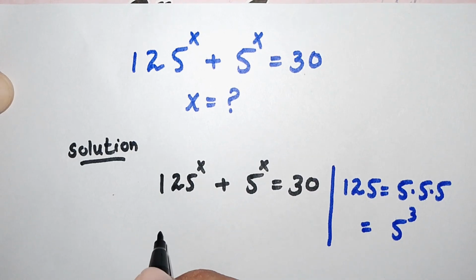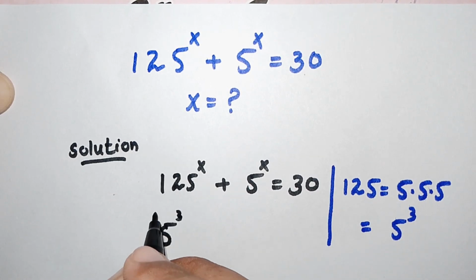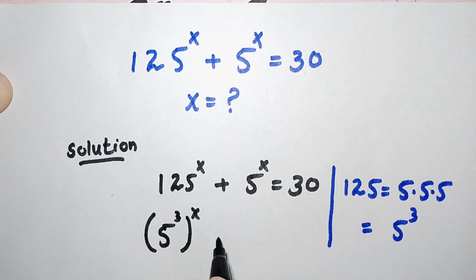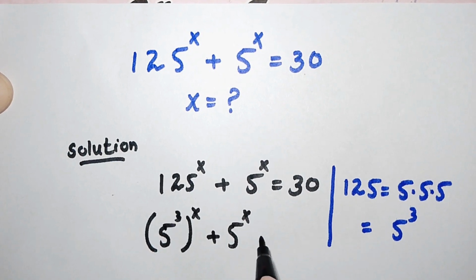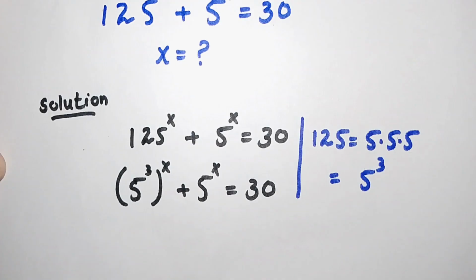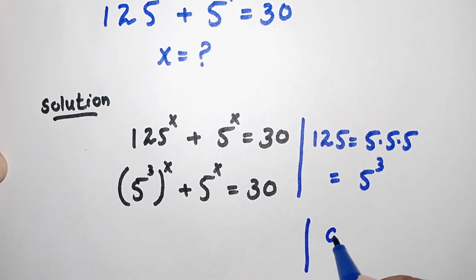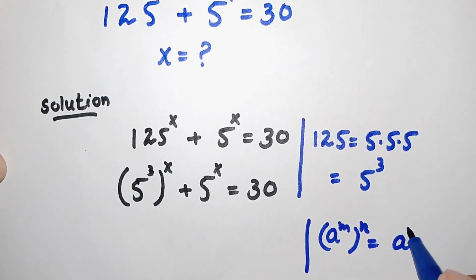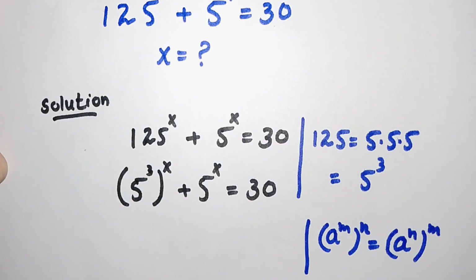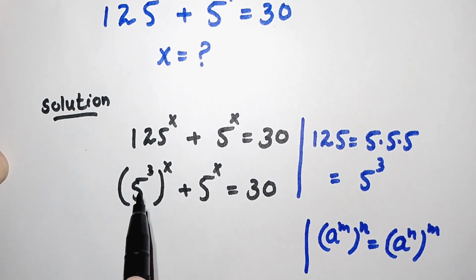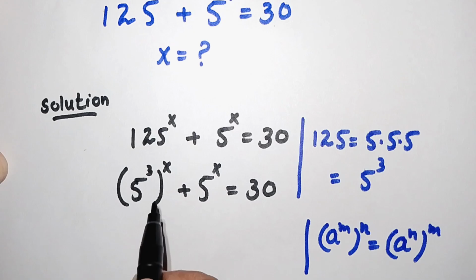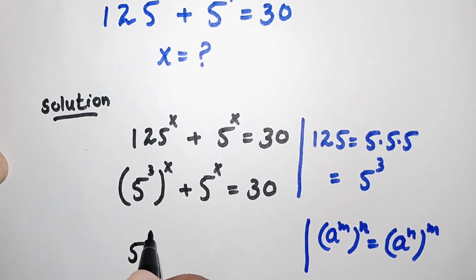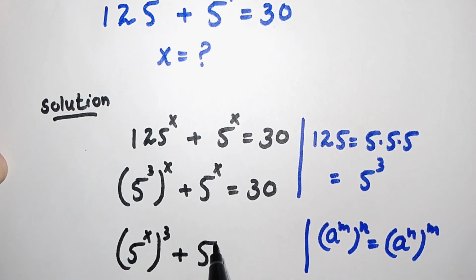So this will become 5 to the power of 3 and to the whole power of x plus 5 to the power of x, which is equal to 30. Now we also know that a to the power of m to the whole power of n is also equal to a to the power of n to the whole power of m. So here, applying this, this will become 5 to the power of x to the whole power of 3 plus 5 to the power of x, which is equal to 30.